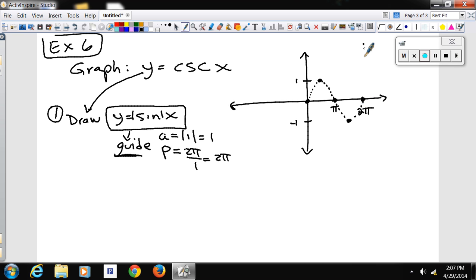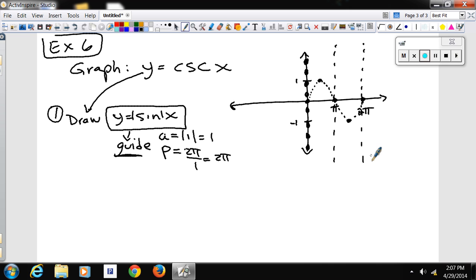So you're going to put a dotted line here. You're going to put a dotted line here. And you're going to put a dotted line on the y-axis. Because those are all the places that the sine was 0. Wherever the sine was 0, your cosecant has to be undefined, because if you flip over, the 0 can't go on the bottom. It's undefined. So these are your dotted lines. That's why I said you need the sine curve to guide you to where the dotted lines would go for your cosecant curve.